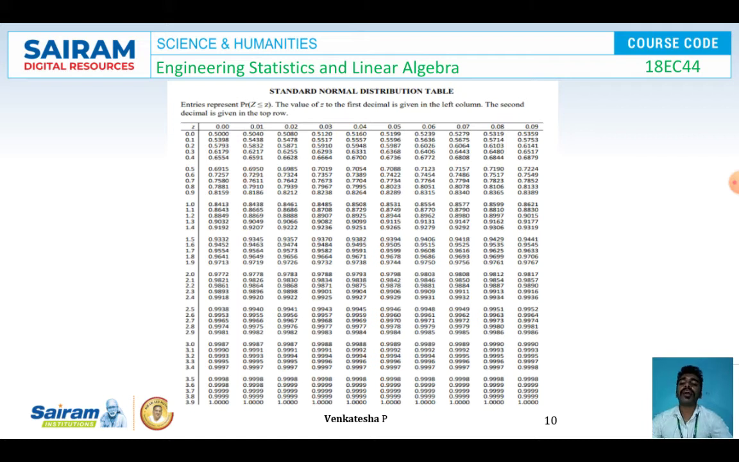One more example, I need to find the value of 1.23. So to find the 1.23 value, go for 1.2 here and go for 0.03 here. So the value will be 0.8907. So in this way, we have to find the value of the Q function.